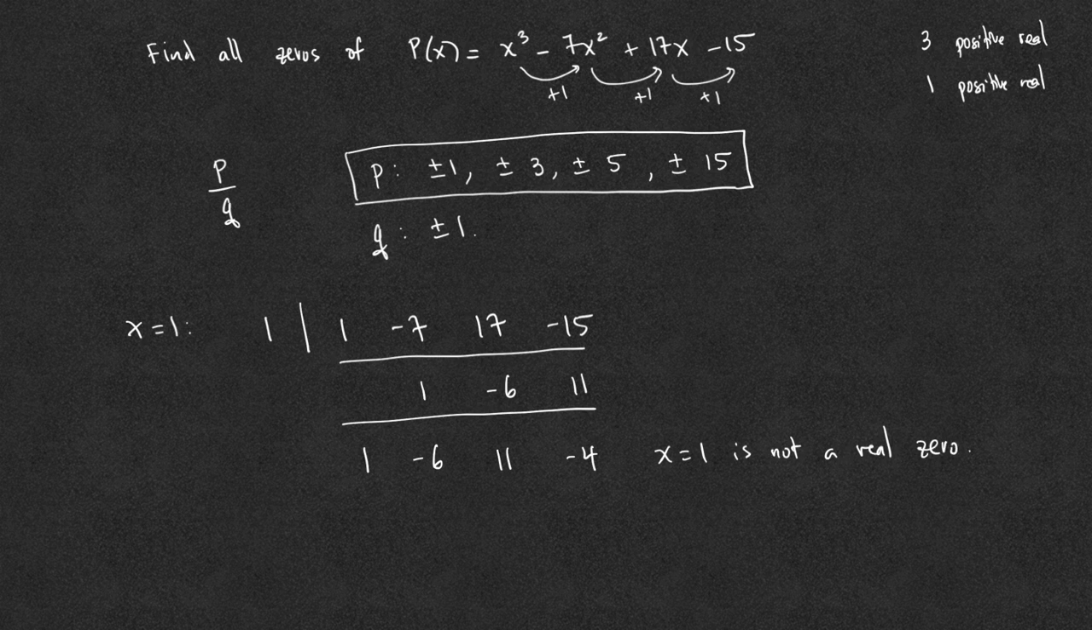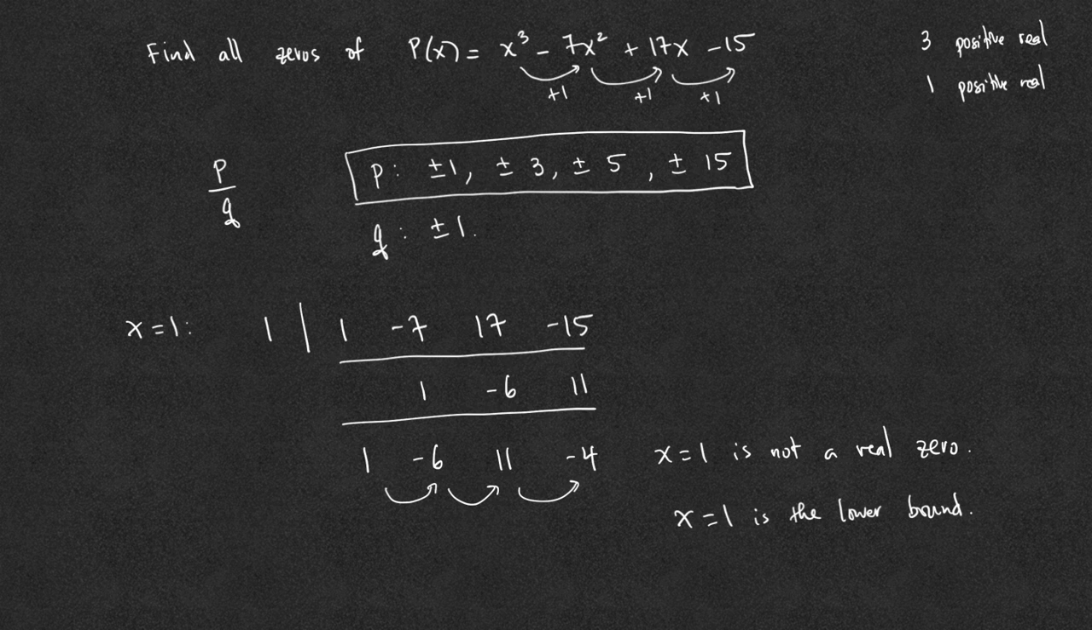The synthetic division also reveals something to us. The last row entries alternate in signs: positive to negative, negative to positive, positive to negative. This is significant because the lower and upper bound theorem states that x equals 1 is the lower bound of all of the real zeros.